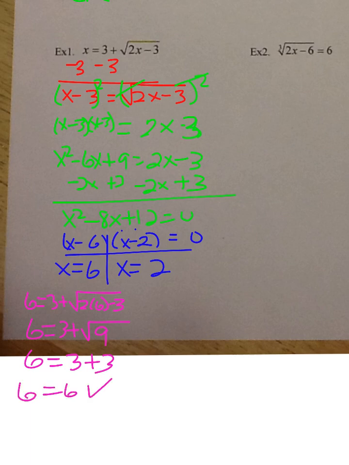Now we're going to try 2. 2 equals 3 plus the square root of 2 times 2 minus 3. So 2 times 2 is 4, minus 3 is 1. So 2 equals 3 plus 1. 2 does not equal 4. So we make sure we cross this out. That's called an extraneous root. All right, let's try number 2.